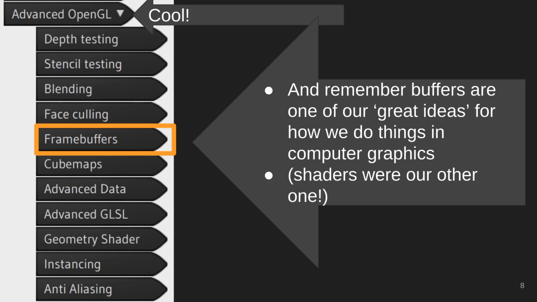Okay, so today we are talking about frame buffers. So again, we're sort of getting into the advanced OpenGL section if you're following along in the learnopengl.com table of contents. And if you remember, buffers were one of the great ideas for how we do things in computer graphics. We put data into buffers and are able to ship them over to the GPU where they can be processed, and then we write these shader programs to actually manipulate the information for our machines.